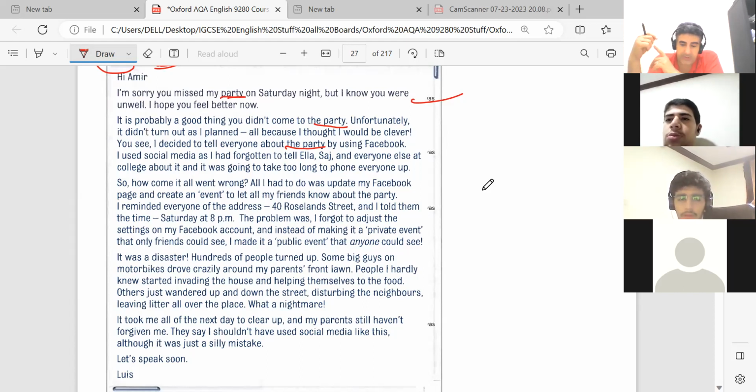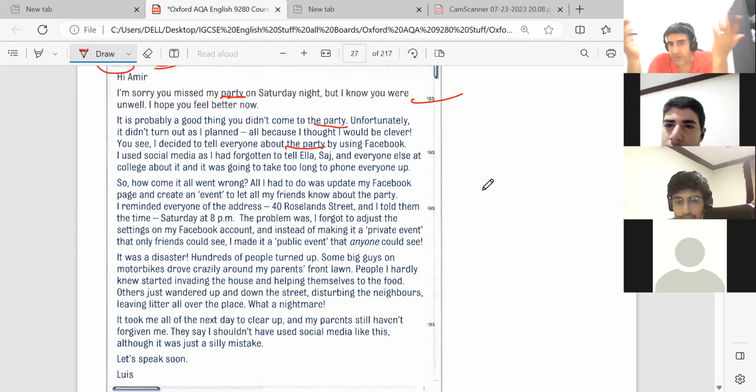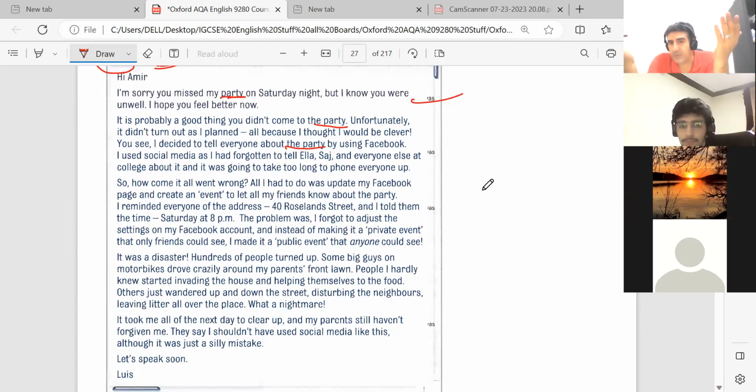Complete. They made the situation disastrous. Yes. So they ate the food, and they also disturbed the neighbors. And what else happened? They left litter all over the place. So they left litter all over the place. All these are examples of what?